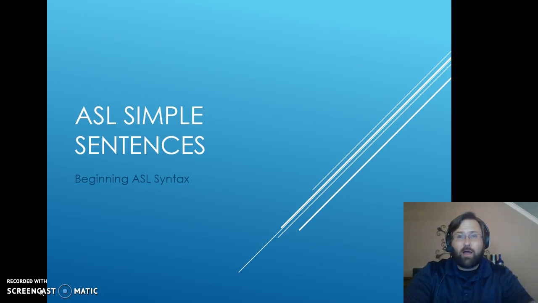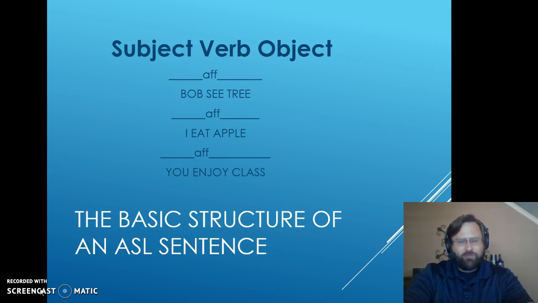Now that you've got a basic understanding of the building blocks of ASL, starting with the phonology and moving on to the morphology, you can now start to put those parts together in sentences. So we'll start with ASL Simple Sentences. The first thing that you should understand is something that might be a little bit counterintuitive to you, and that is the basic structure of an ASL subject-verb-object sentence is subject-verb-object.